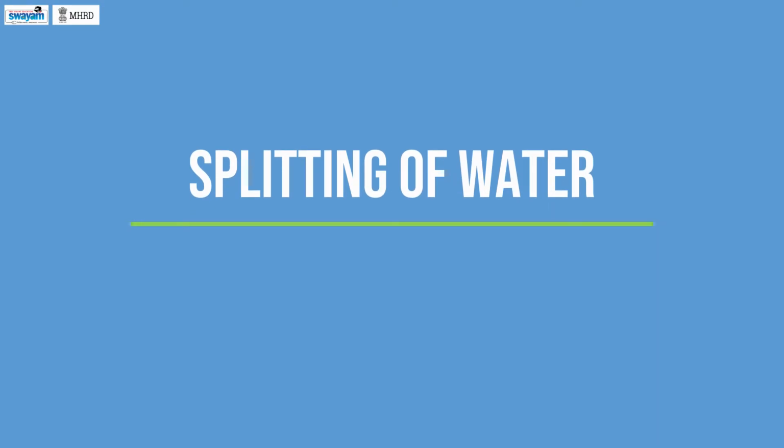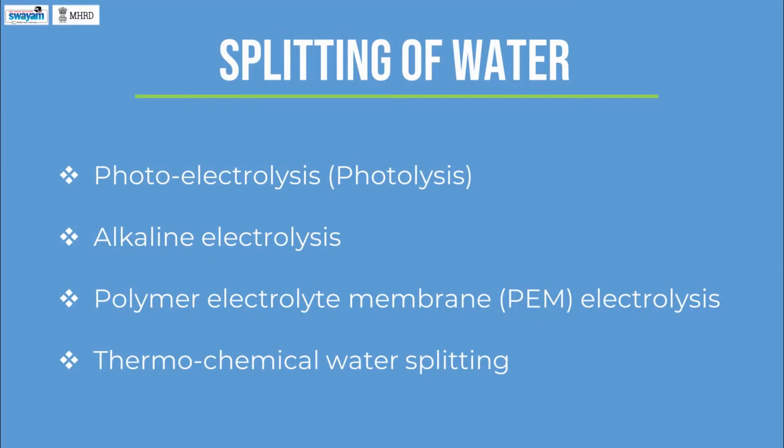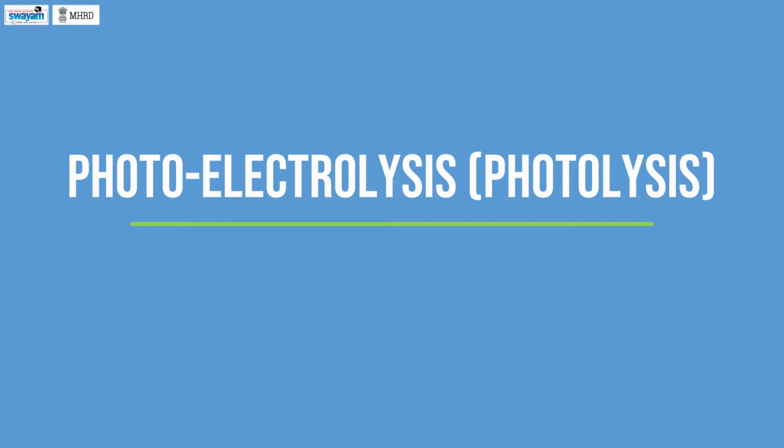Splitting of water. The process involves the splitting of water into hydrogen and oxygen using various mechanisms such as photoelectrolysis, that is photolysis, alkaline electrolysis, polymer electrolyte membrane electrolysis, and thermochemical water splitting. Let us now discuss in detail about photoelectrolysis. Photolysis splits water to hydrogen and oxygen using solar energy. It consists of a photoelectrochemical cell system which powers the electrolysis process.